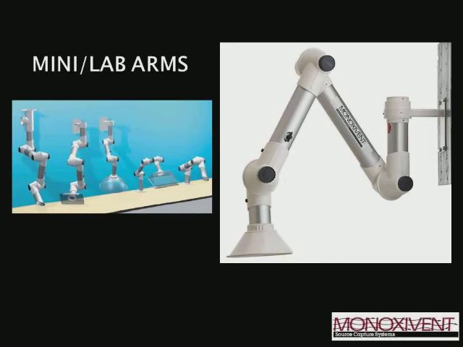All right, then mini arms. These can be wall mounted, ceiling mounted, or desktop mounted. They come from 1-inch to 4-inch diameter, and there's different material depending on the application. So when you're designing a system, get a good feel for what the application is.